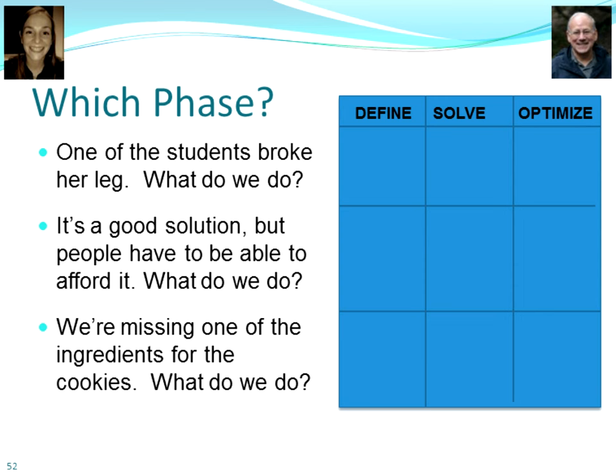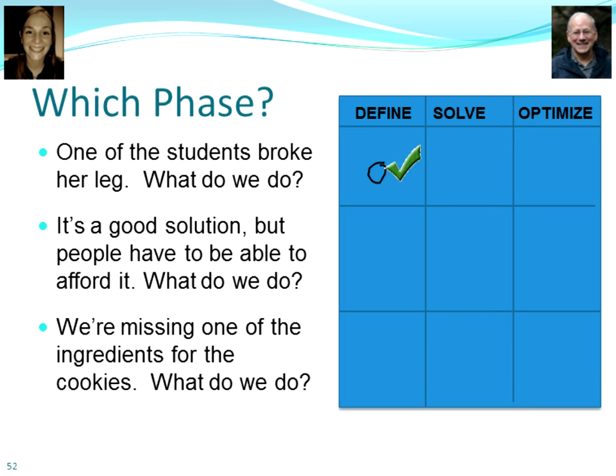So here's a question for you. We're going to stop, and I'm going to ask you this question, and you're going to use your clip art, I think, to enter your ideas in these 3 different phases. Now, again, define means defining the problem. Solve includes the idea of coming up with different solutions and testing them. And the optimize phase is once you've got the solution, improving it.